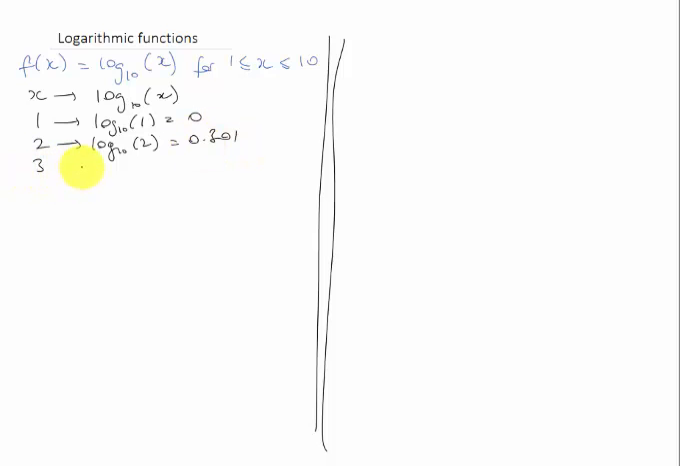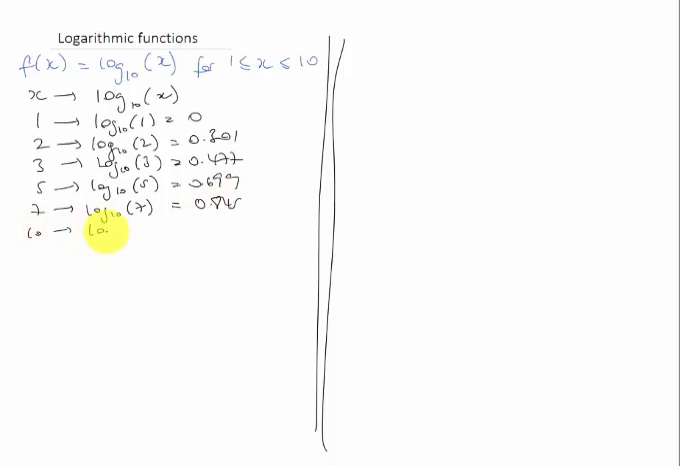Log in base 10 of 3 is 0.477. 5 gives us 0.699. Hopefully these numbers are becoming slightly familiar to you from all the different exercises you've been doing. 0.845, and then finally log in base 10 of 10 is 1. So let's draw the graph.